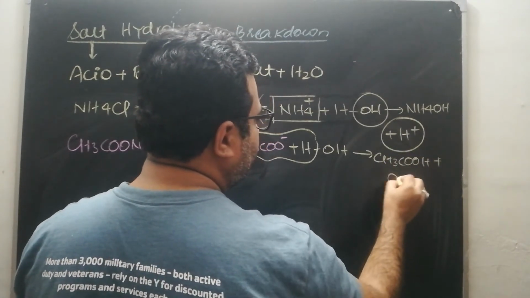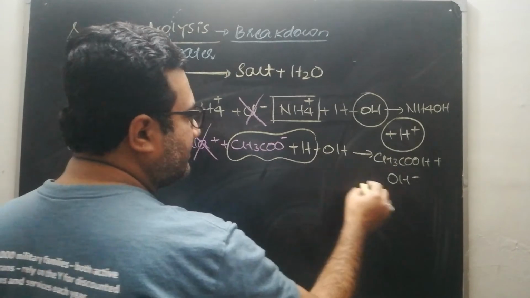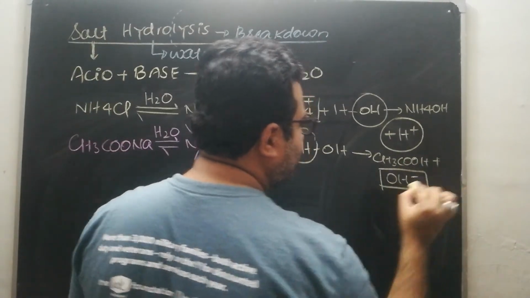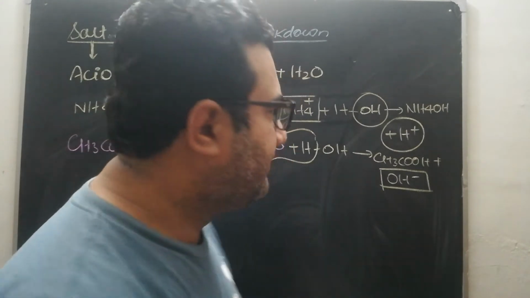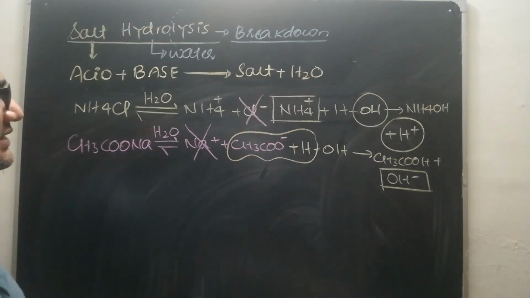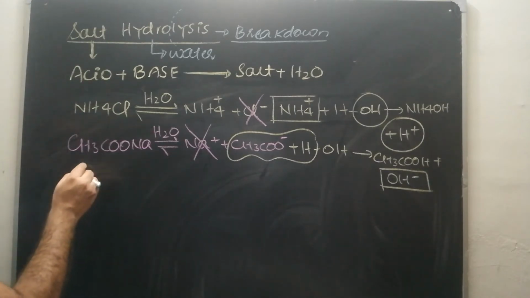And in the remaining solution, there will be OH negative ions. So the solution which will be rich in OH negative ions will be overall basic, and its pH will be greater than 7. And this salt will be the basic salt.